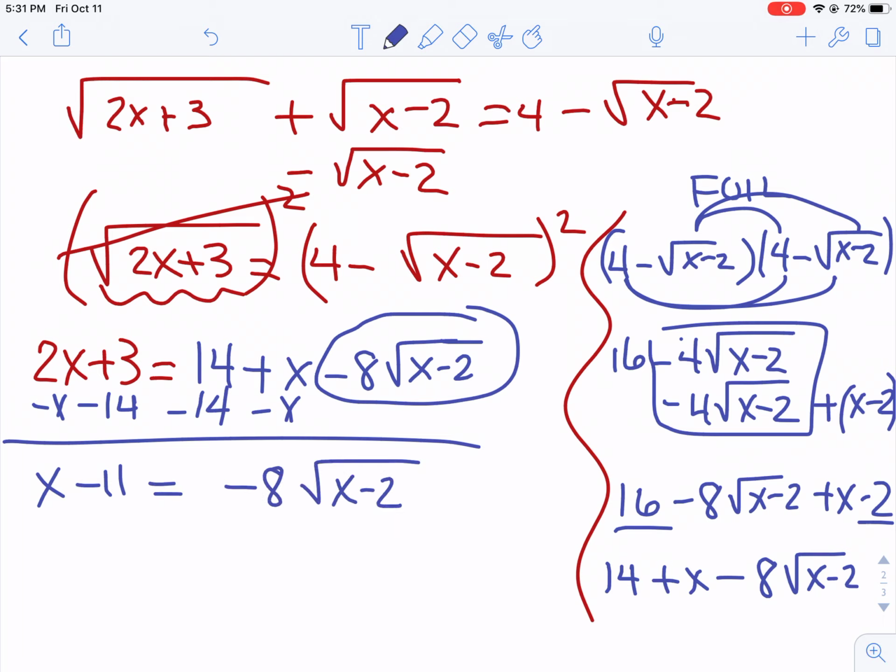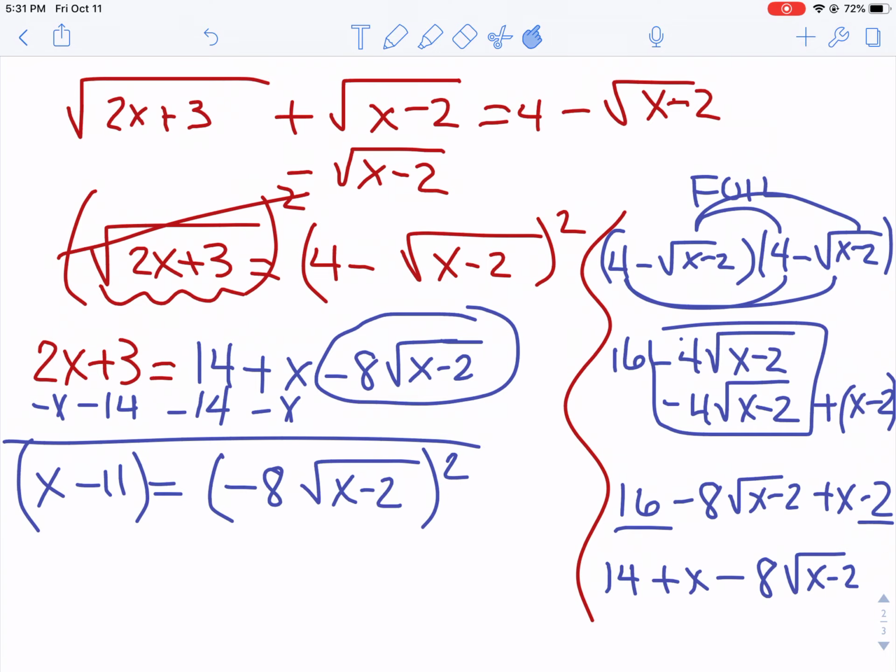And you could say, well, the radical is not isolated because you have that 8, but that's okay. The 8 can still be there because it's attached to it. They're being multiplied, so they're together. It's like having conjoined twins or something. They're attached. Okay? So at this point, to clear out the radical, we square both sides.